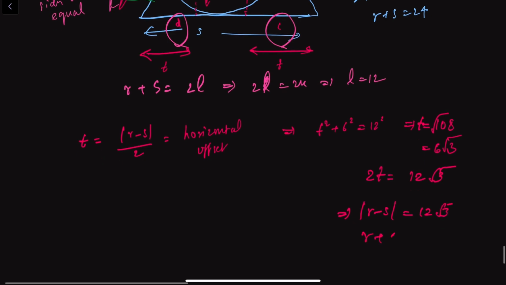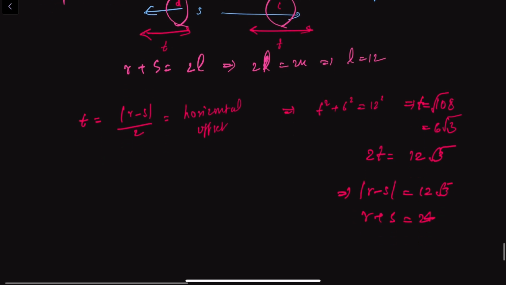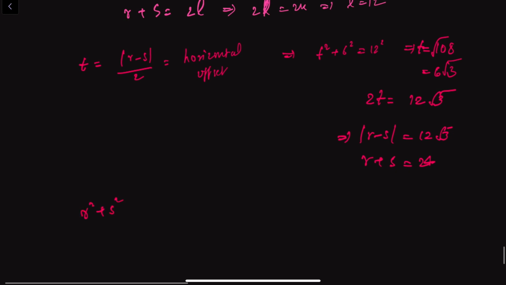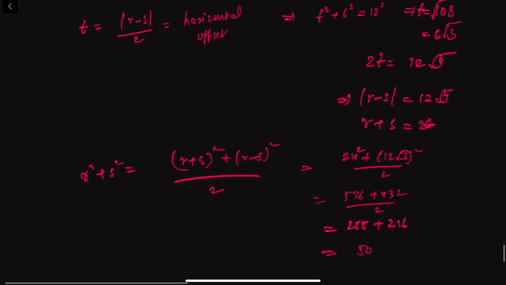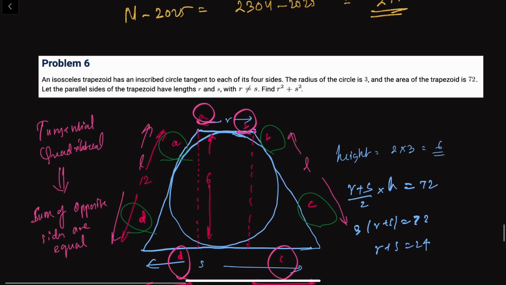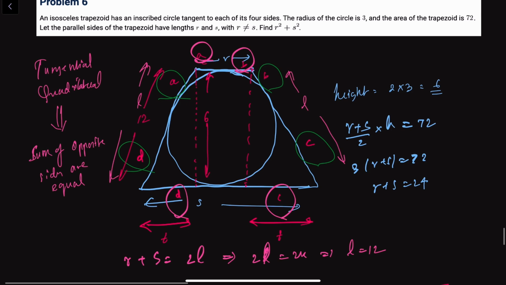And we also know what r plus s is, that is 24. Now we just need to find r squared plus s squared. Using algebraic manipulation, ((r plus s) whole squared plus (r minus s) whole squared) by 2, we'll get (24 squared plus (12 root 3) whole squared) by 2, which is (576 plus 432) by 2, which is 288 plus 216, that's 504. Therefore the answer for this question would be 504. So that's it for this video. We'll meet in the next video.